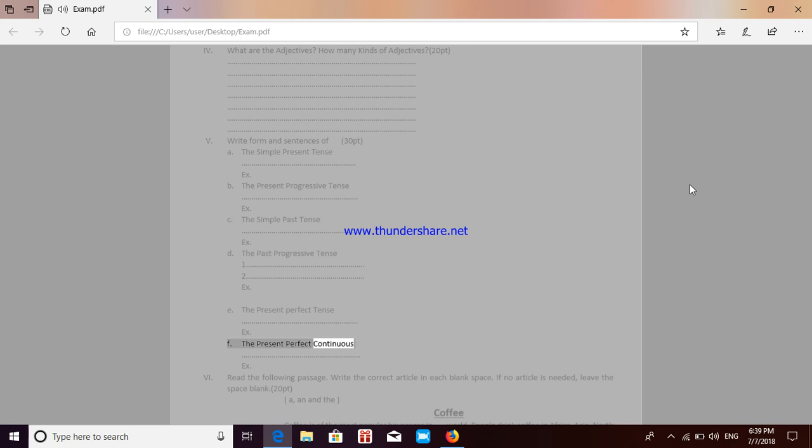5. Read the following passage. Write the correct article in each blank space. If no article is needed, leave the space blank. 20 PT.